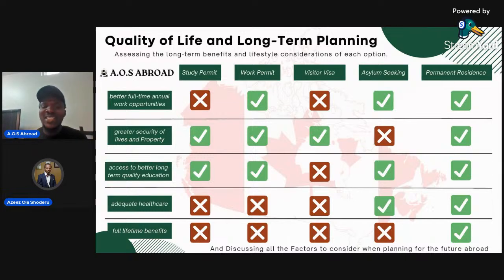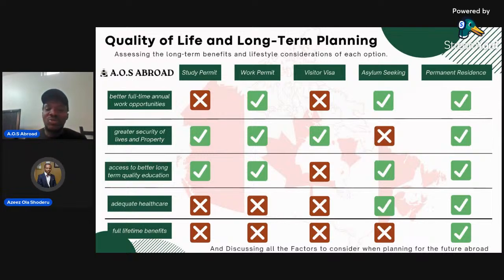You could also get greater security of lives and properties as a permanent resident when you land in Canada. You could have access to better long-term quality education because you could study for either cheap or for free through grants, through bursaries and things like that you get from the government.